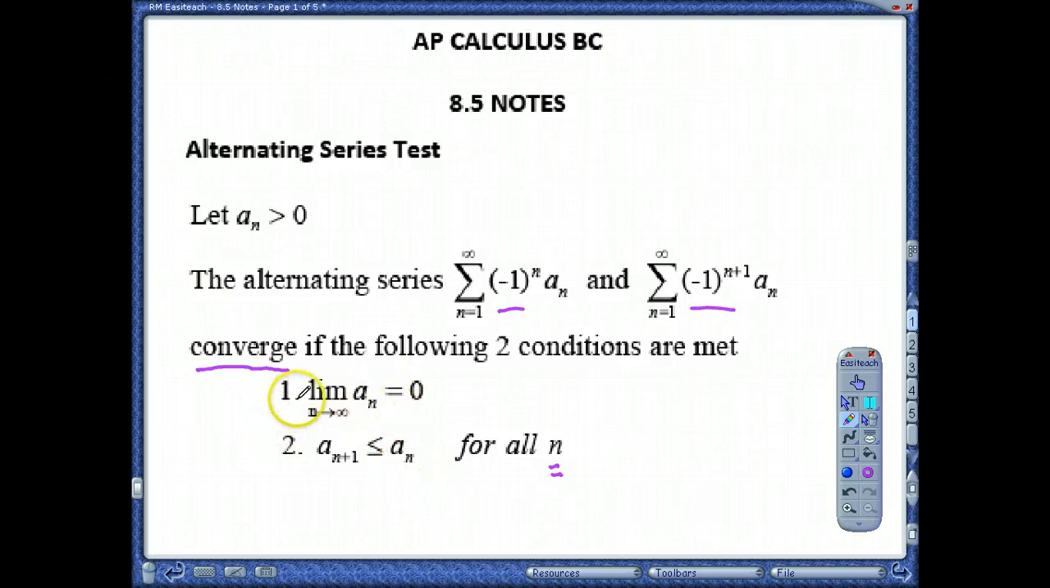If for some reason number 1 is not equal to 0, then you can go to your nth term test, which states if it's not equal to 0, okay, you can use that one to show your divergence.